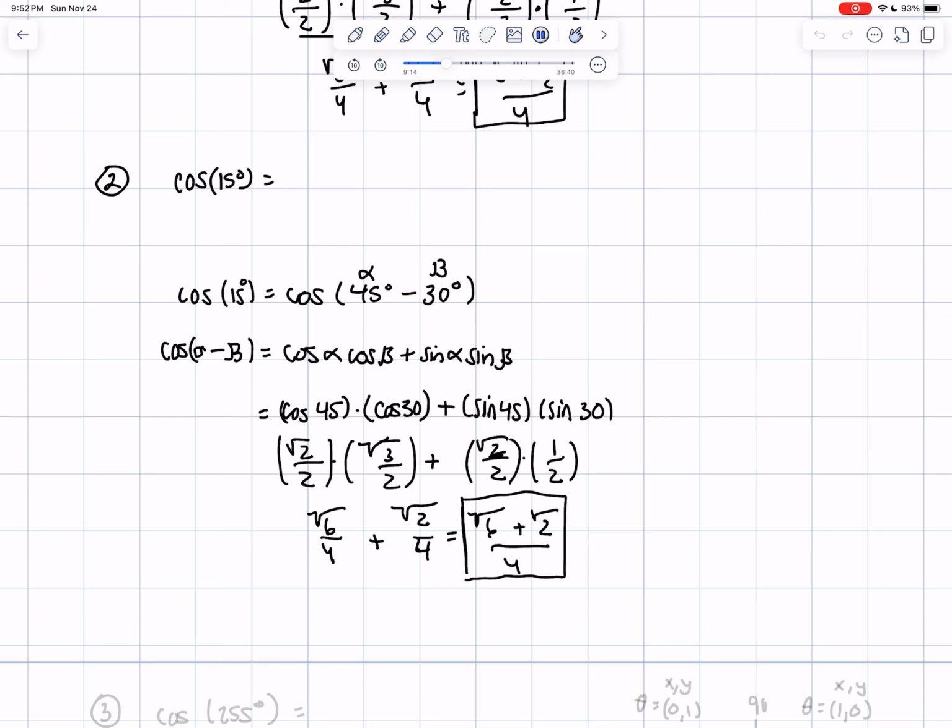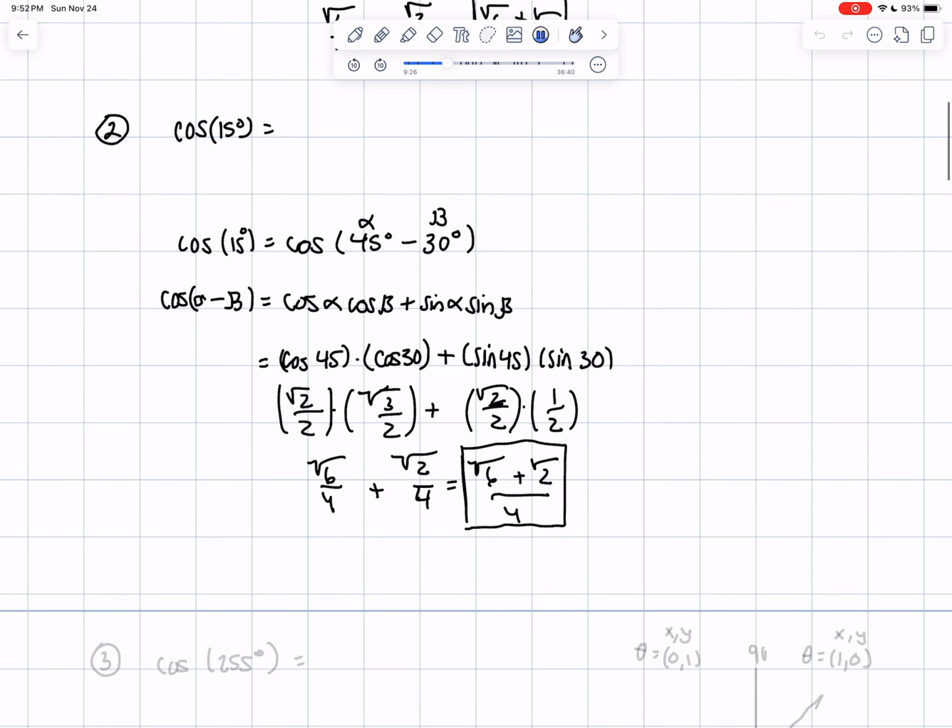But what if I have an angle that is bigger than these two? Because if we're in the third quadrant, we're going to have a change in sign. So I want you to try this example and see if you can get the answer. Let's do the cosine of 255 degrees. Okay, welcome back. So for the cosine of 255, I chose to do cosine of 180 degrees plus 75 degrees.